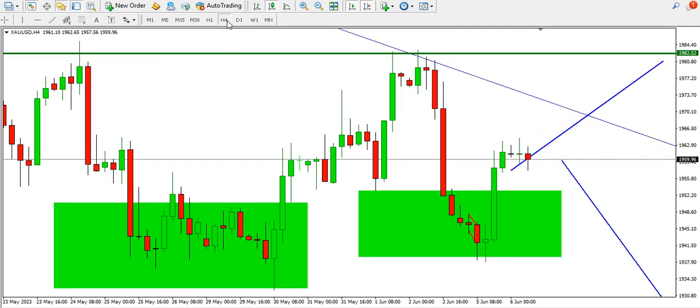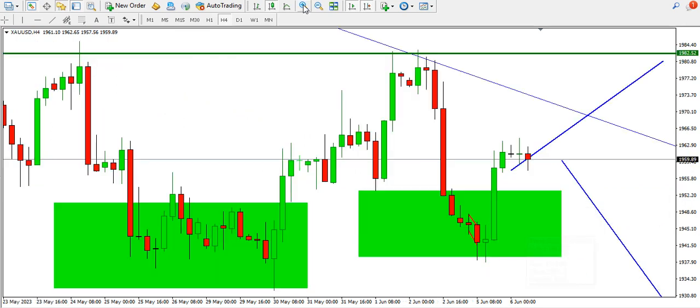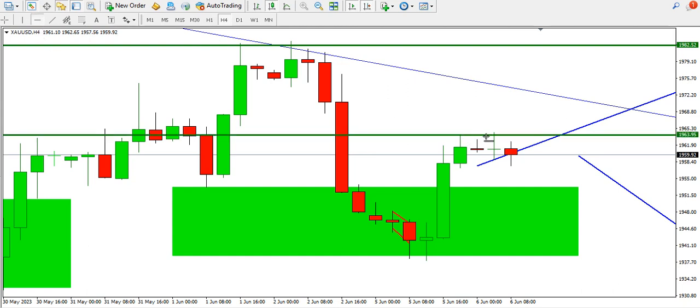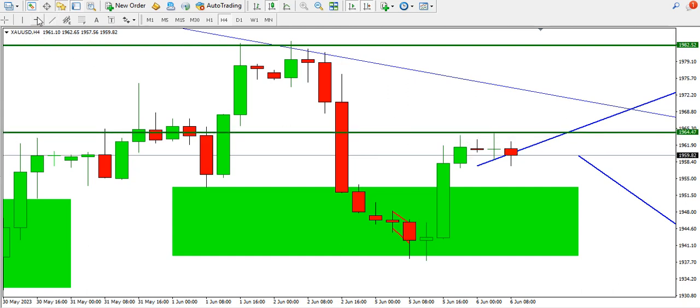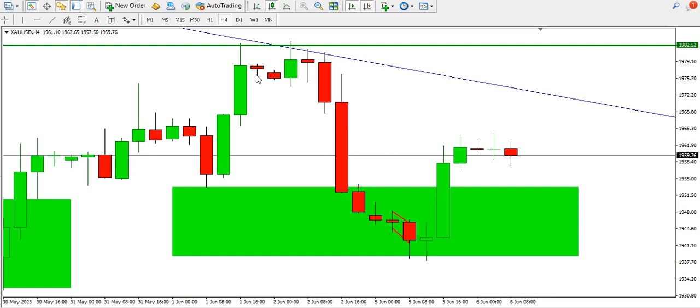On the 4-hour time frame, we can see the triple bottom more clearly, and there seems to be a range currently on the 4-hour time frame. At this particular point, we might want to wait for the range breakout. The top of the range for now is 1964.5, while the bottom of the range is 1957.5. So we might want to wait for whichever direction price goes as regards the 4-hour time frame.